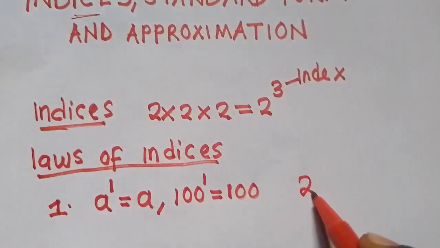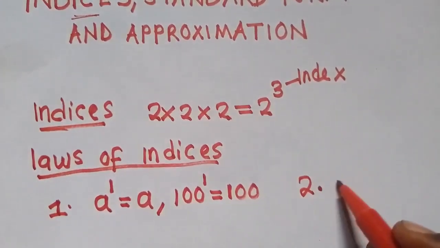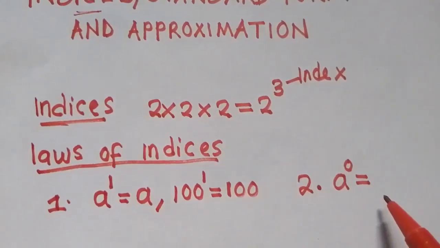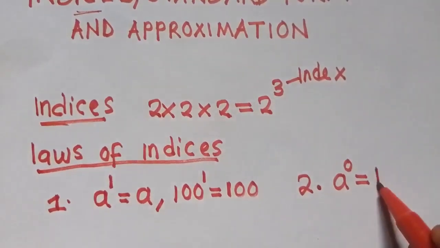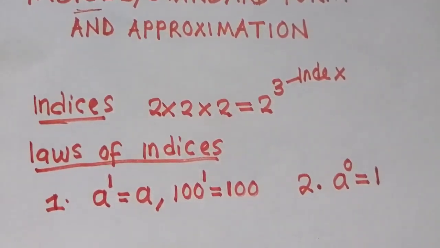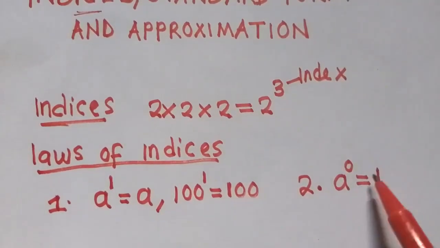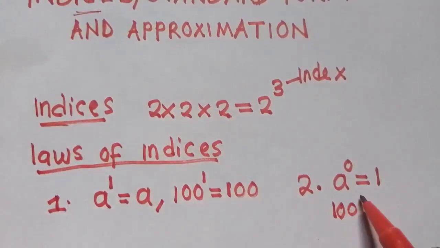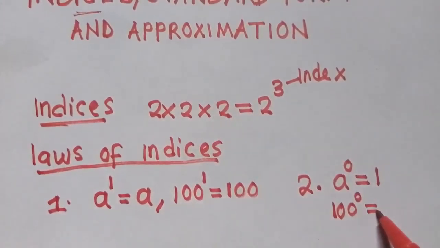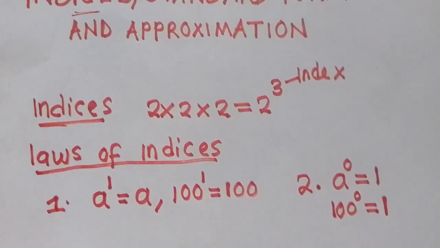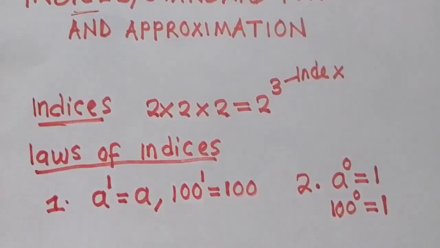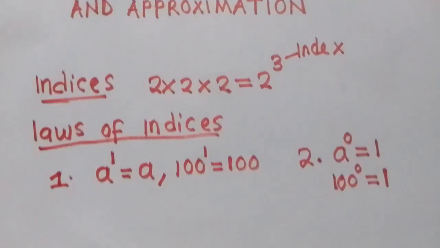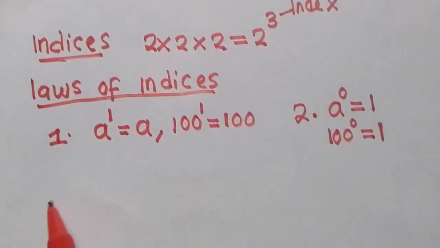The second law that we get to talk about is that a to the power 0 is equal to 1. Which means that any number raised to the power 0 is equal to 1. So when we say 100 to the power 0, this is equal to 1. Anything raised to the power 0 is equal to 1. This is what you need to get and understand. Let us go to the third one.